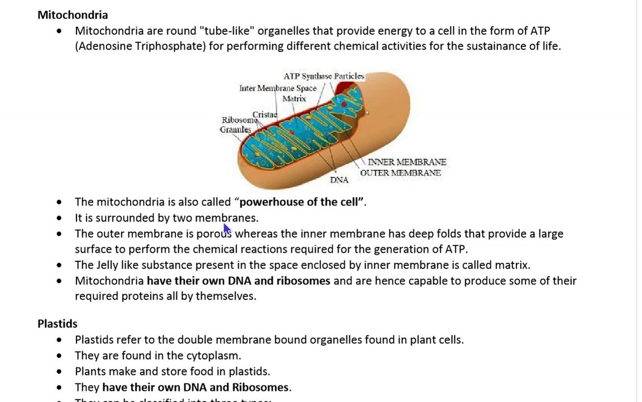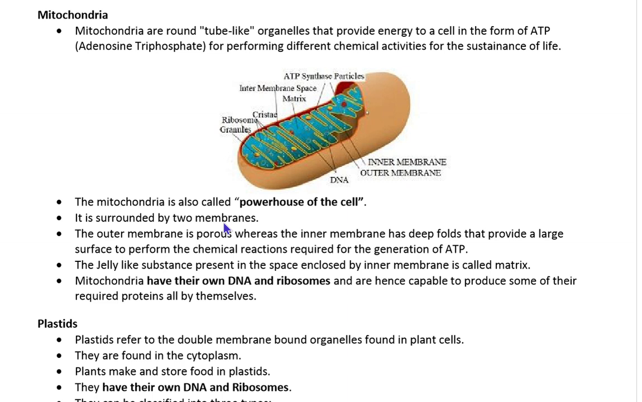As the inner membrane is deeply folded, it gives a large surface area on which different chemical reactions are performed for the generation of adenosine triphosphate, ATP. The jelly-like substance that is present in the space enclosed by the inner membrane is called the matrix. Mitochondria have their own DNA and ribosomes. So, own DNA is present in the nucleus. Then the other organelle is mitochondria.